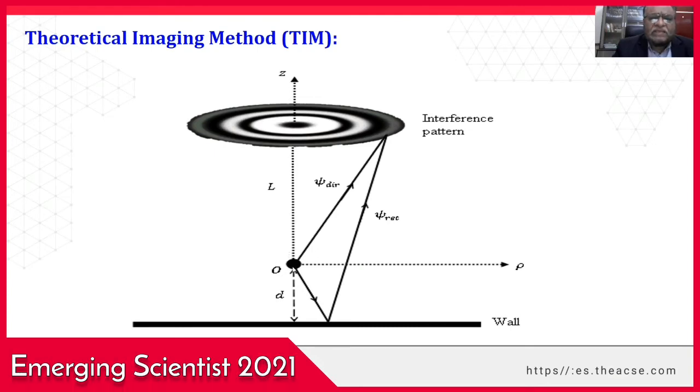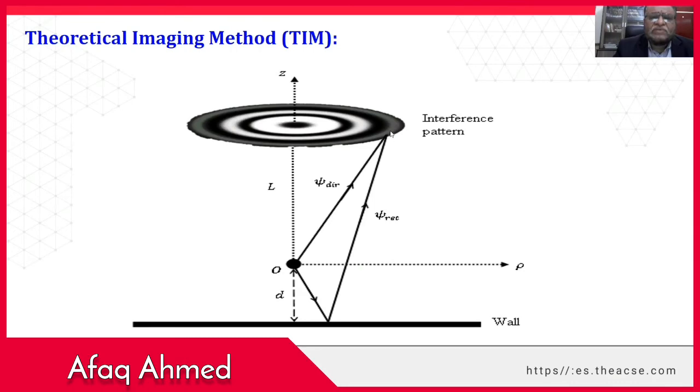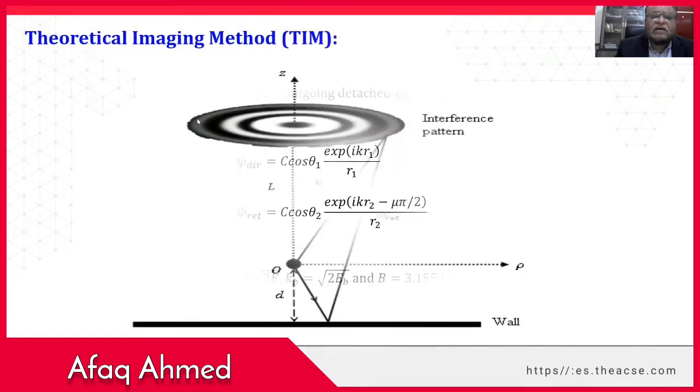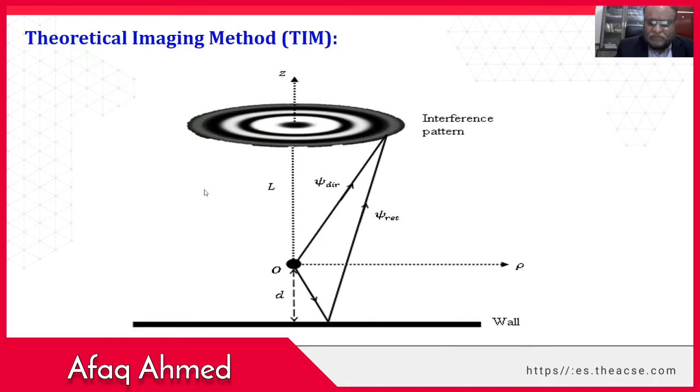In this theoretical imaging method, I'm taking the two outgoing detached electron waves after the photodetachment process. One is moving directly towards the observation plane, which is defined by psi direct, and another after reflection from the wall reaches the observation plane, and this is represented by psi returning. When these two waves reach the observation plane, we will get the interference pattern, which looks like Newton rings. So how do we get the mathematical steps for this process?